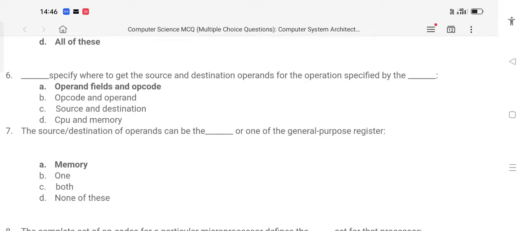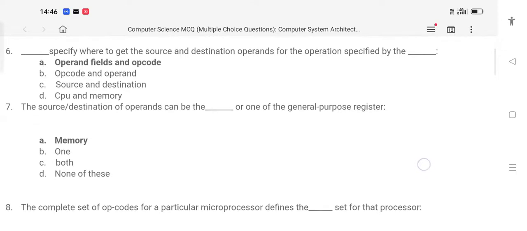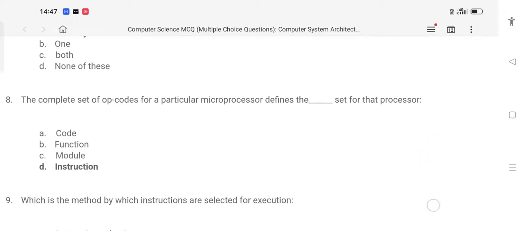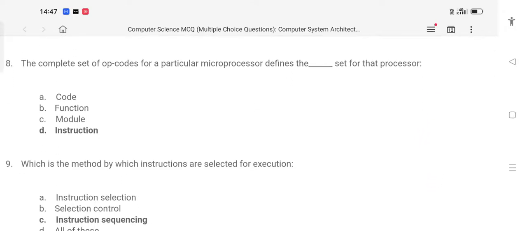இதான் specify the where to get the source and destination operand for the operation specified by the opcode. சரிங்களா? A answer. The source or destination of operands can be the dash or one of the general purpose register. Answer: memory. A. Memory.